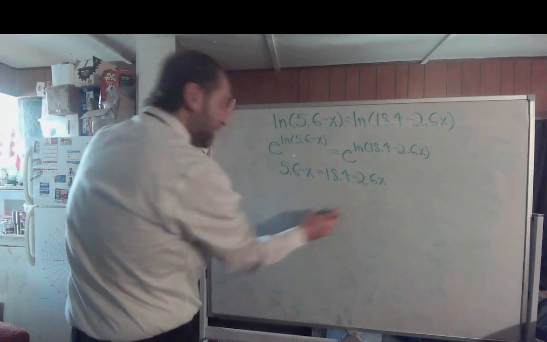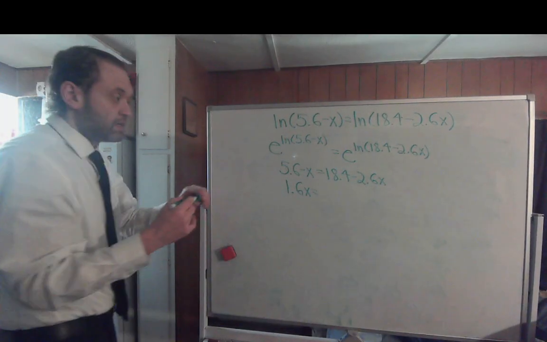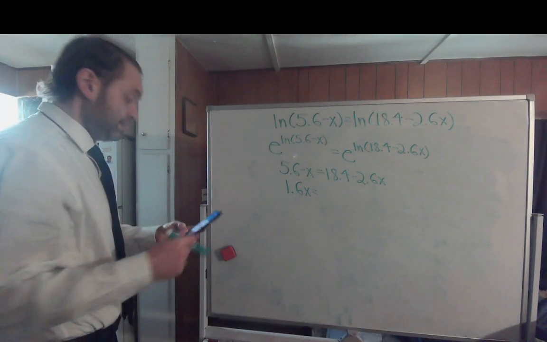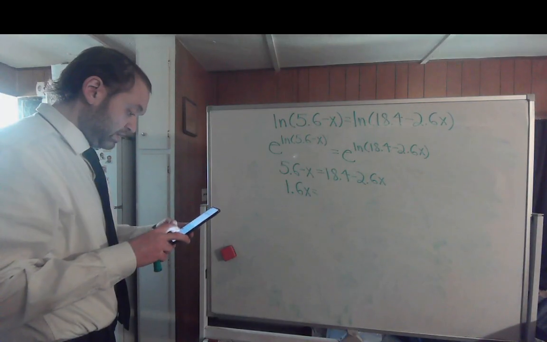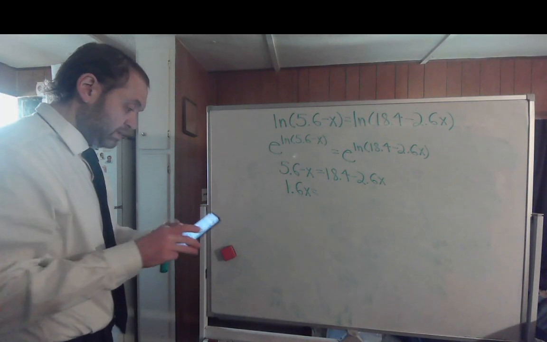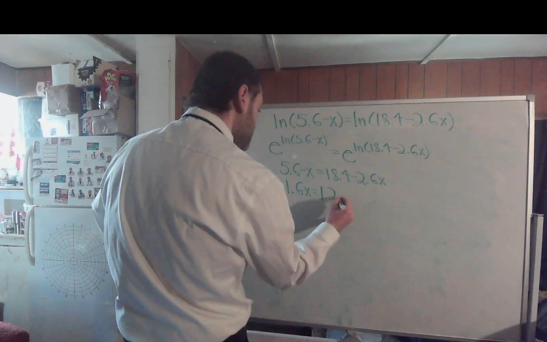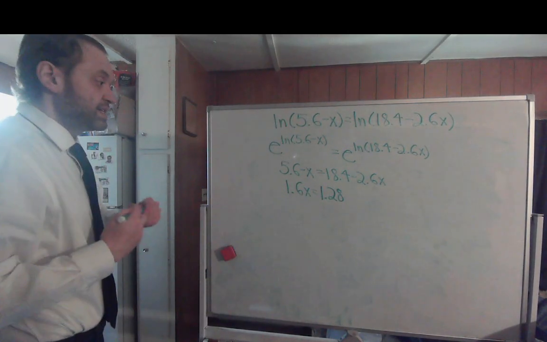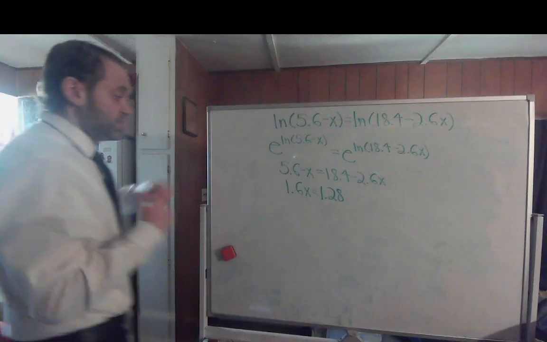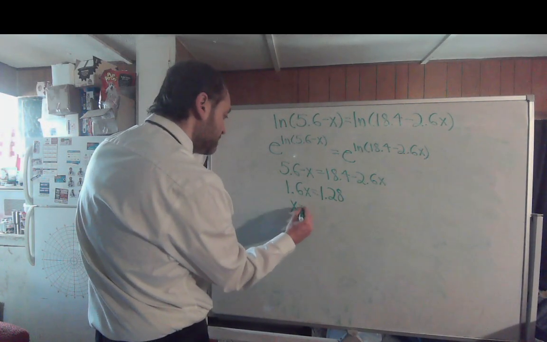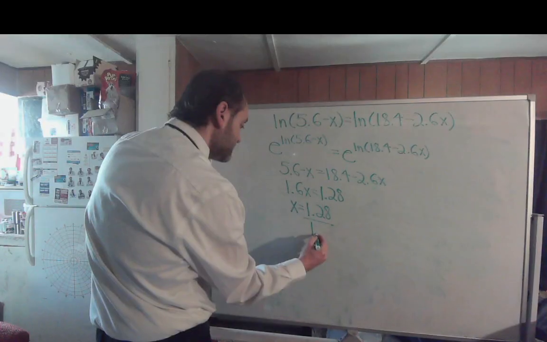All right, well, let's go ahead and solve for x here. So this would simplify into 1.6x. Let's figure out what the heck is 18.4 minus 5.6. That's 12.8. So you get 1.6x equals 12.8, which would give you that x would equal 12.8 divided by 1.6.